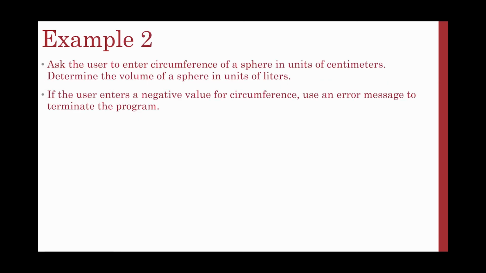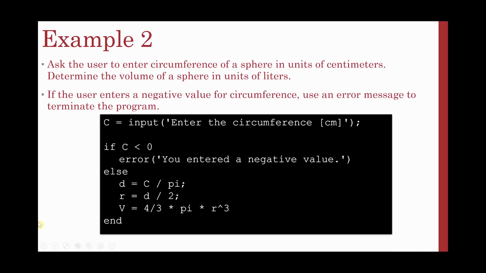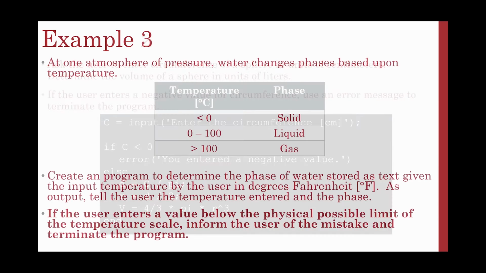If I ask the user to enter the circumference of a sphere in the units of centimeters and I want to determine the volume in liters, if the user enters a negative value, I can display an error that terminates the program. So I can ask the user to input the circumference. If the circumference is less than 0, I will prompt my error, which will then end my code. Otherwise, I will continue with the else part of my code and calculate the volume. So you can use if statements to modify your codes that require user input to make sure things are occurring the way that they should be.